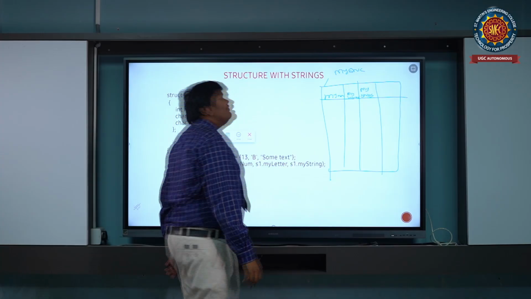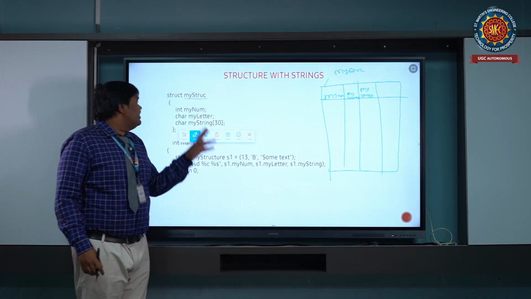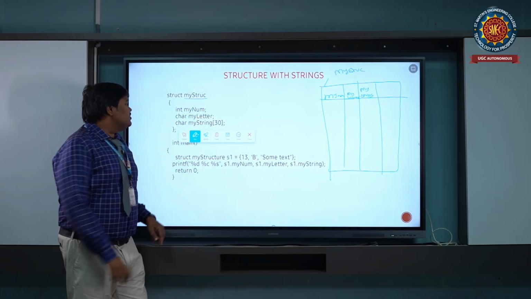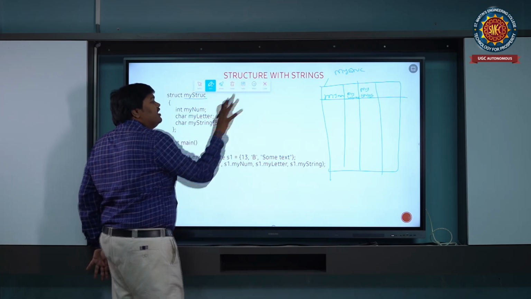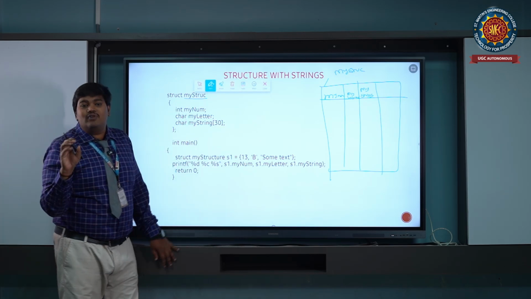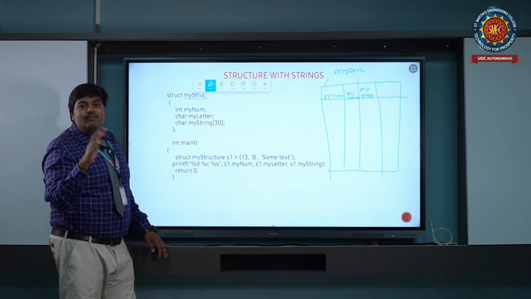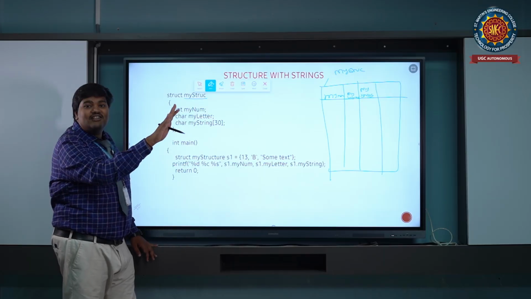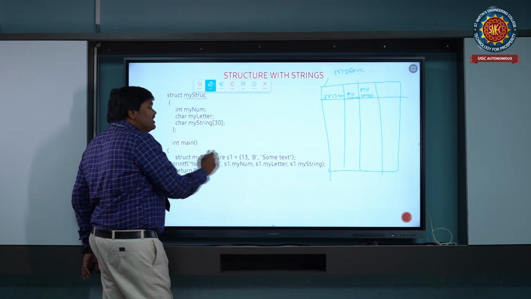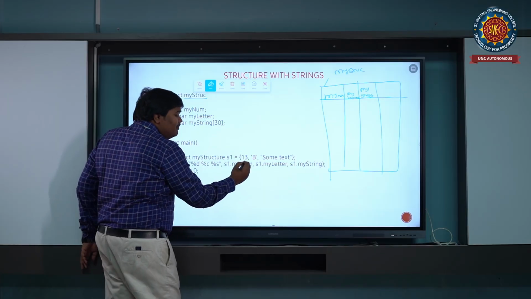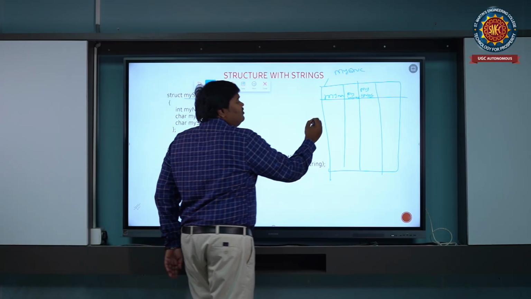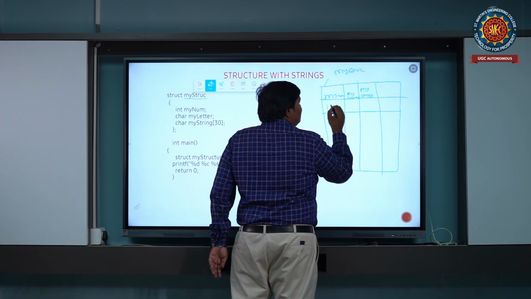Okay, these are the three fields: my letter, my number, and my string. I already said that this is only the heading. Structure is only for giving the headings of the columns. Don't assign any value. My structure declaration is completed. Now I want to assign the value of my number. What is my number here? 13 is my number. So assign 13 here.